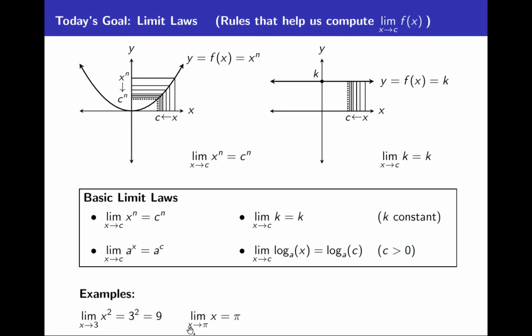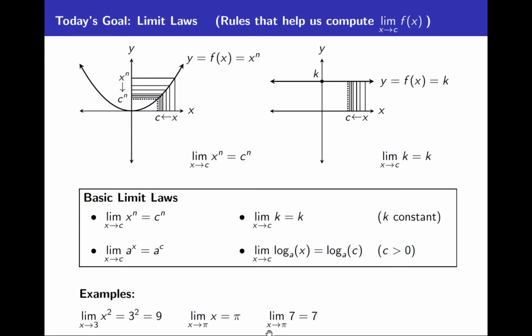Here's another one. The limit as x approaches pi of x. Let's think about that one. This function x right here is really x to the power of 1. So according to this first limit law, the limit as x approaches pi of x to the power of 1 is pi to the power of 1, which is just pi. That should be totally transparent. It's saying that as x approaches pi, the number x is getting closer and closer to pi.